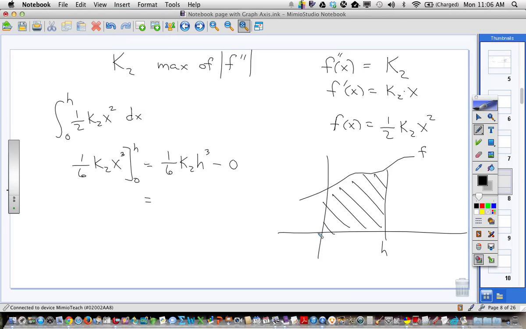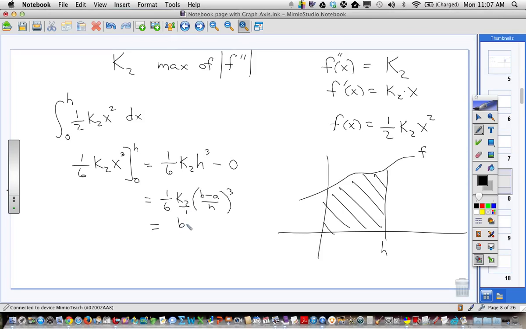And then what did we say h was? H is one width. So that's b minus a over n, right? So this would be 1/6 K2, and then b minus a over n, cubed. H is this distance right here, which is just a width, delta x. And so I'm substituting the h for b minus a over n, one width. So now I can put the K2 over 1.